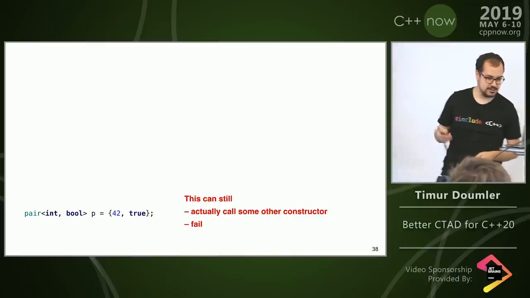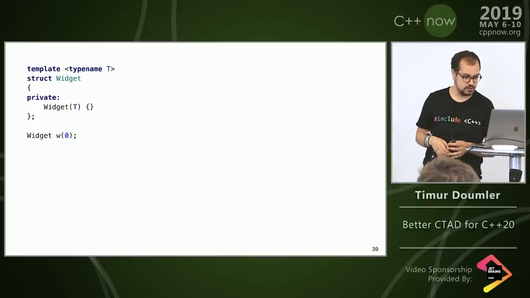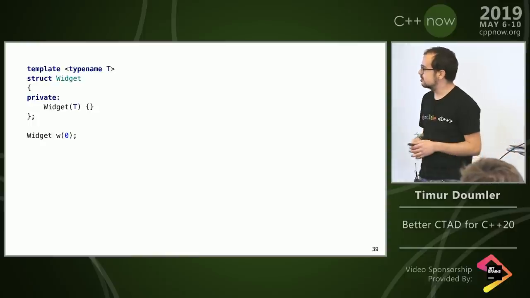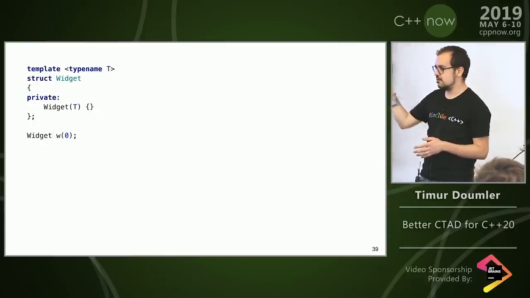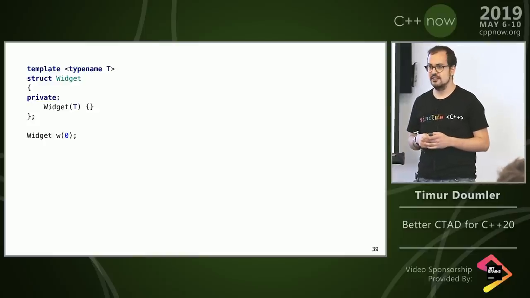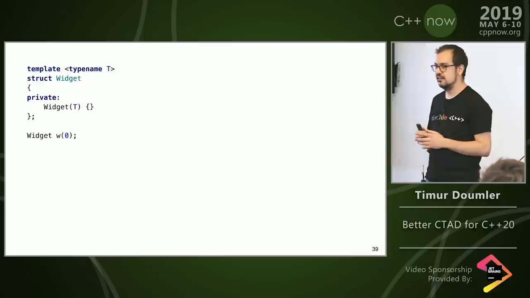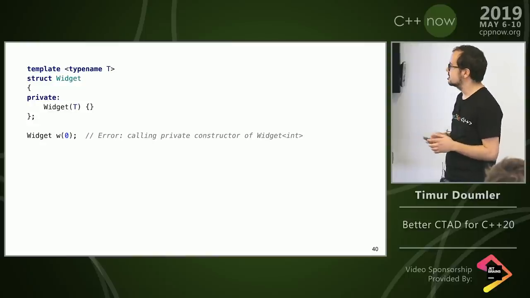Okay. So this can still fail or do something else, and this is really important. So this is an example. What's this going to do? This is not going to compile, right? Because you're calling a private constructor. But what's going to be the error message? This is kind of the check whether you understand what's going on. Yes, the constructor of what? The constructor of widget? Widget int.